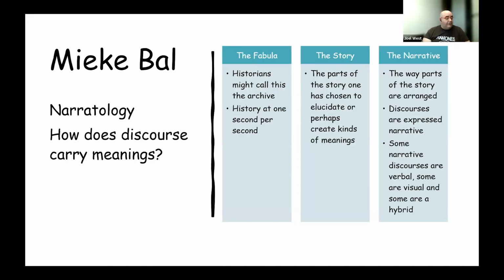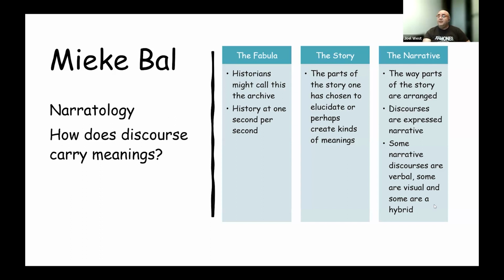Mieke Bal is a narratologist, and she's written a book called Narratology, where she talks about stories and how it is that we create them. She believes what we have is an archive, or the very basis, the cultural basis of a story. So if I was going to do a biography of someone, the idea of that would be that there would be an archive of 1 second per second. The parts of the story itself are the parts that are chosen to elucidate meaning, where the narrative is actually the way that those parts of the fabula have been arranged to create meaning and are a discourse.